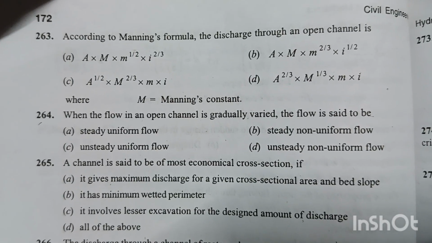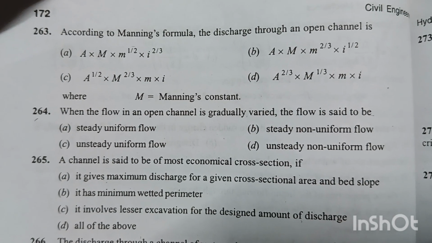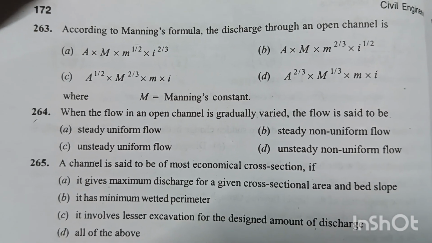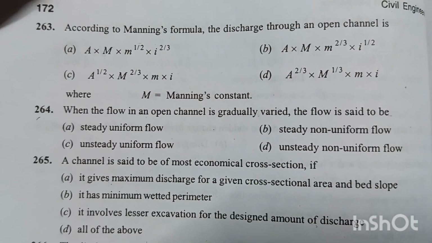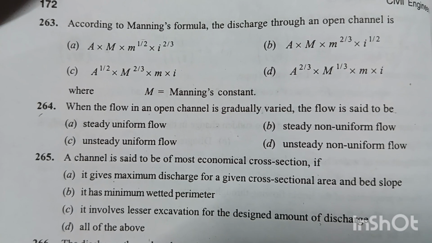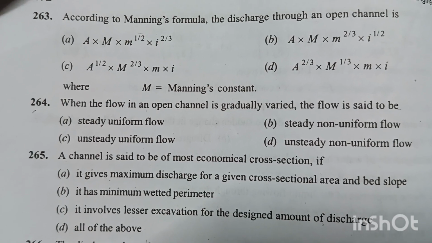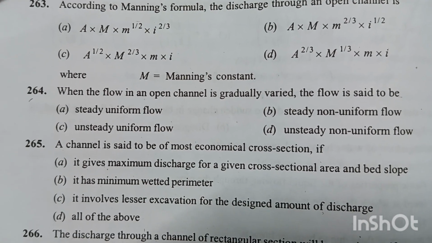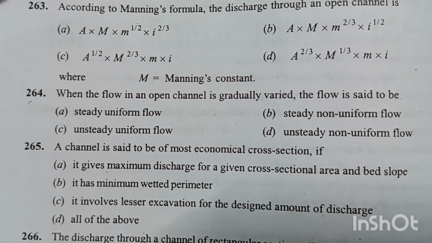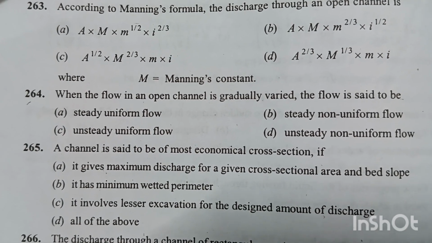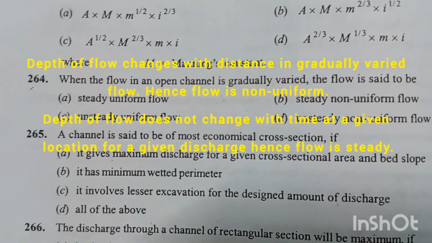Question number 263. According to Manning's formula, the discharge through an open channel is A into M to the power 2 by 3 into I to the power half. Option B is right answer, where M is the Manning's constant. Question number 264. When the flow in an open channel is gradually varied, the flow is said to be steady non-uniform flow. Option B is right answer.